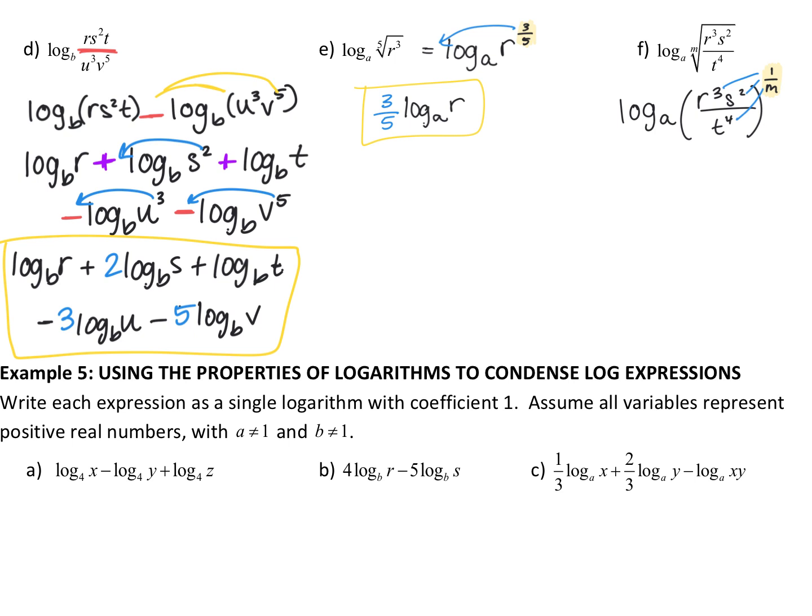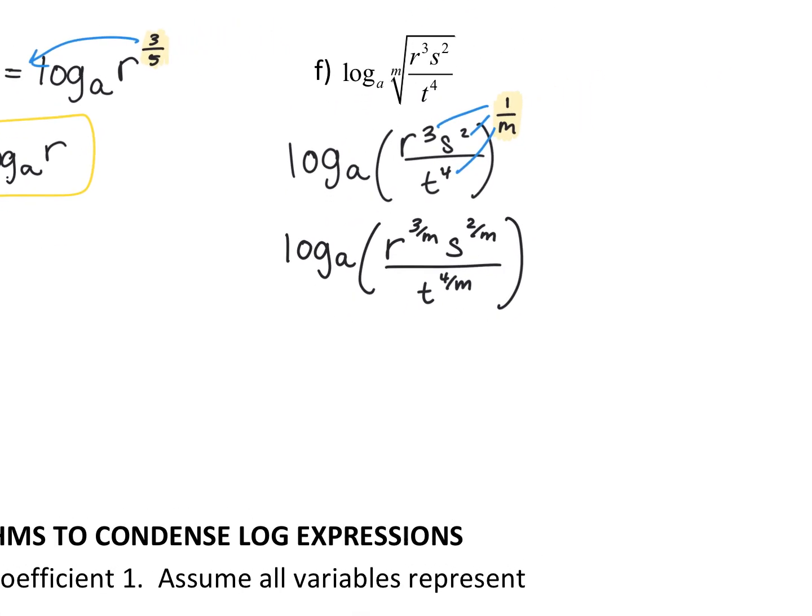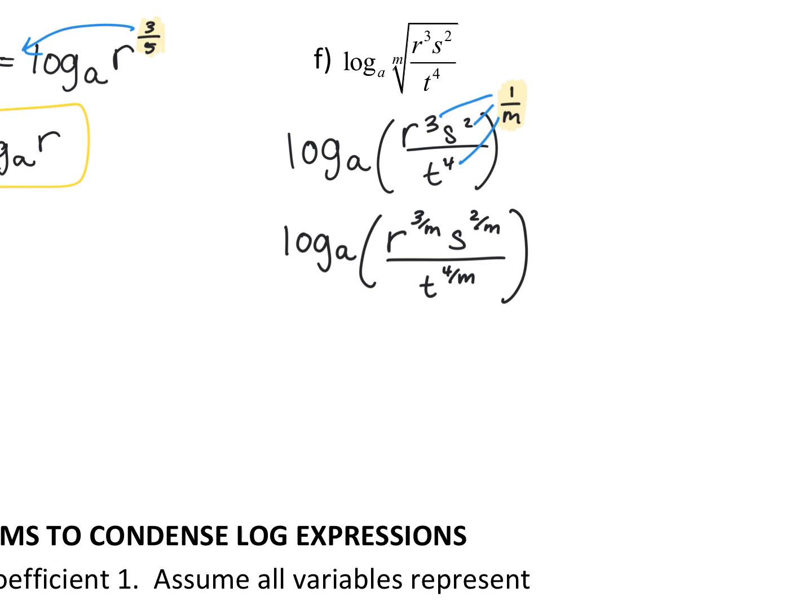So if you rewrite it before you expand it out, again, log base a, this is not going to be very pretty. It is r to 3 over m, s to 2 over m, t gets raised to 4 over m. Kind of small. I'm going to zoom in on this one. Hopefully better. Okay, now you should be able to expand it.